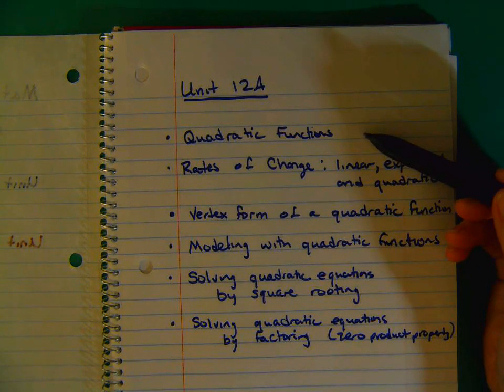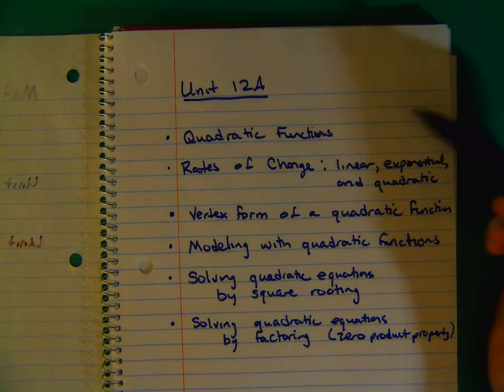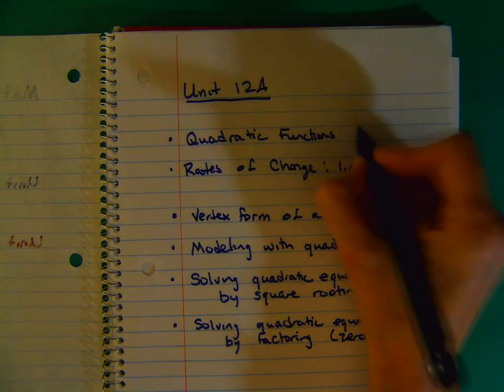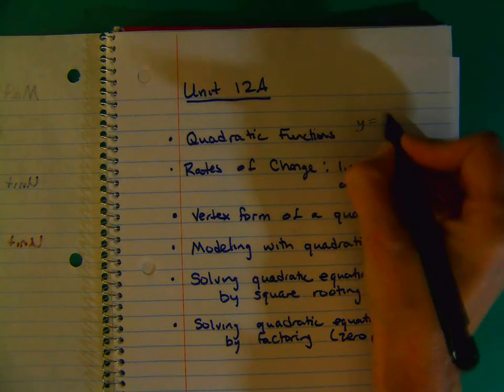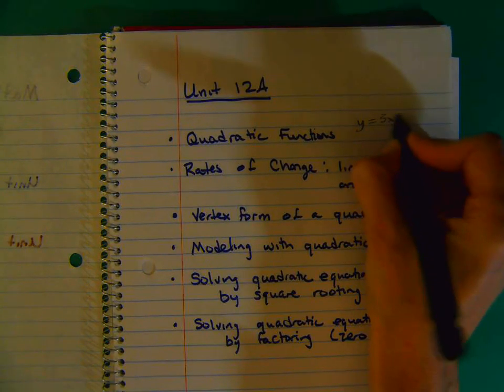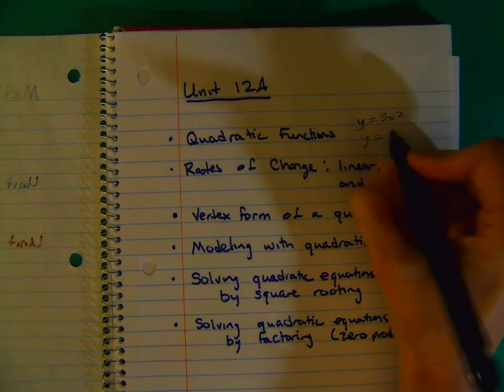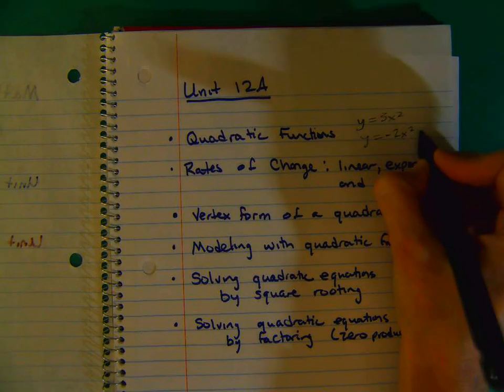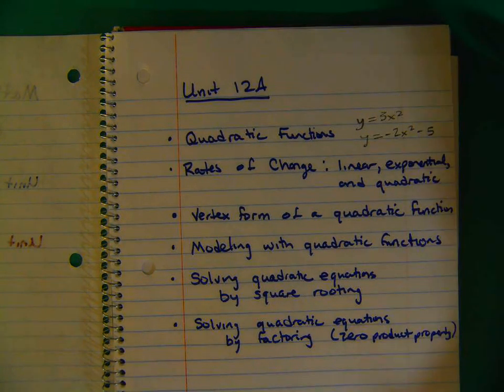equations not in vertex form, but with just an a and a c value. So things maybe that would look something like this: y equals 3x squared, y equals negative 2x squared minus 5. This kind of thing with an a and a c value. And they should learn that the shape that those make is a parabola. It goes down and back up. It decreases and then it increases, or increases and then decreases.